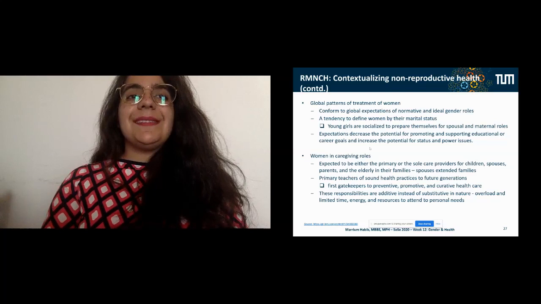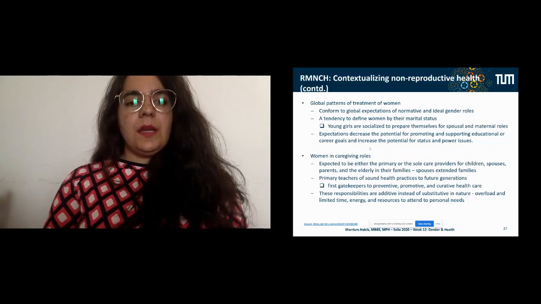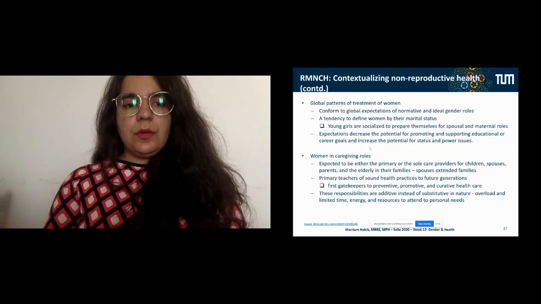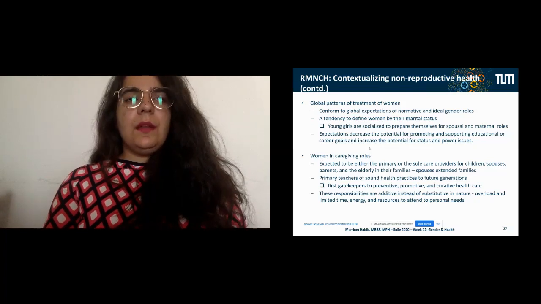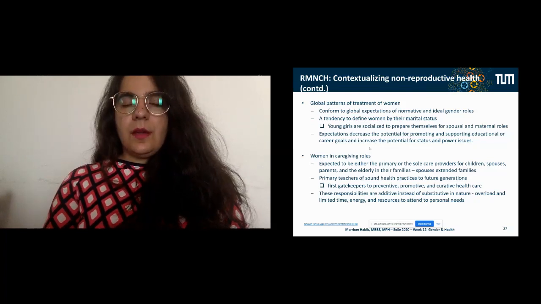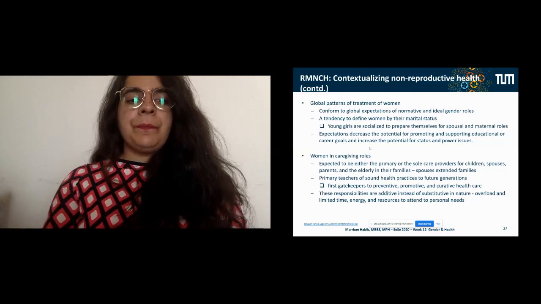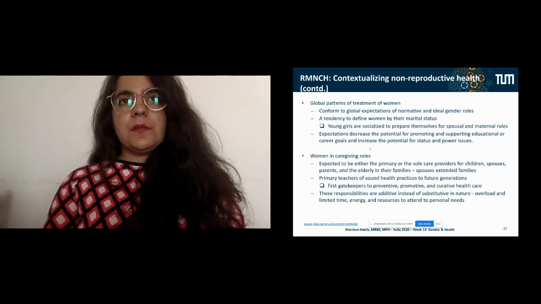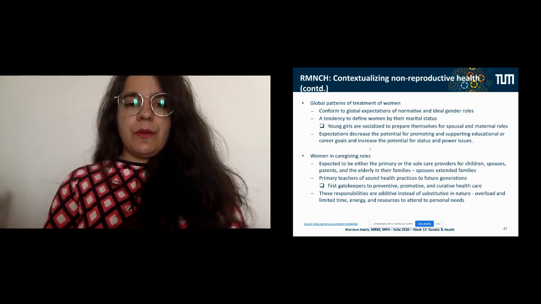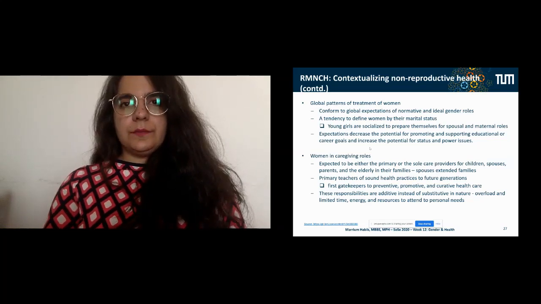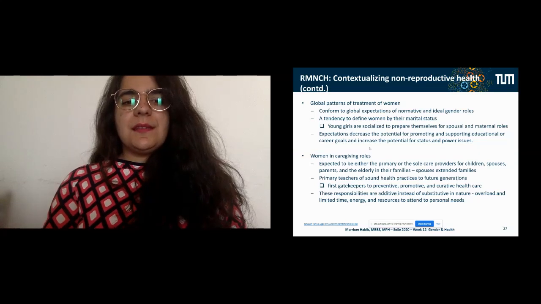Women are also re-essentialized to caregiving roles. It is expected that women will be the primary or sole care providers for children, for spouses, for parents, and for the elderly in their families. And in many cultures, this extends to not only their family, but the spouse's immediate and extended families. Women are expected to be primary teachers of sound health practices for future generations and first gatekeepers for preventive, promotive, and curative healthcare. However, we must realize that these responsibilities are additive and not substitutive.